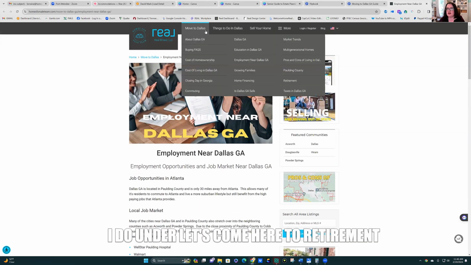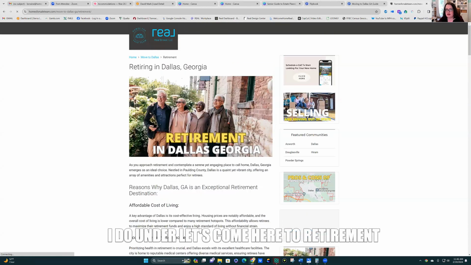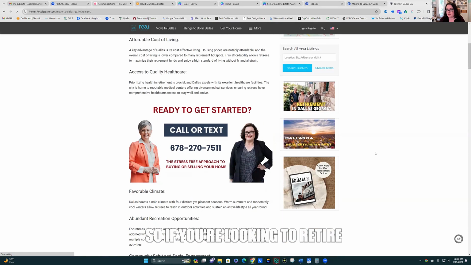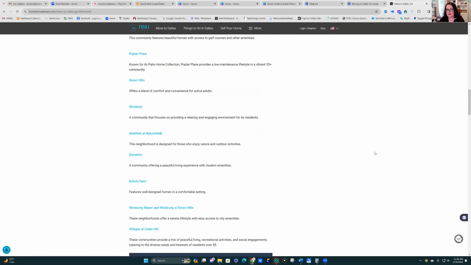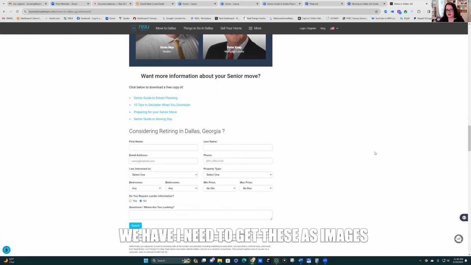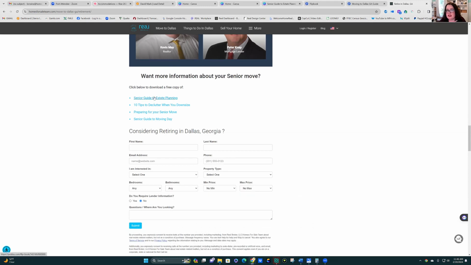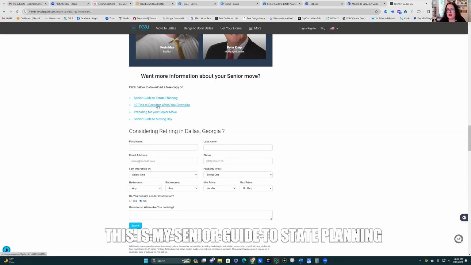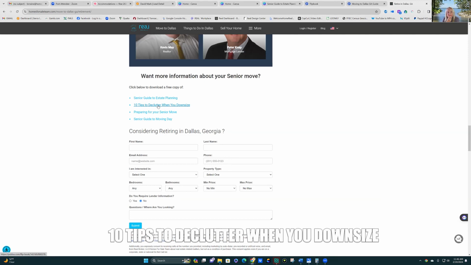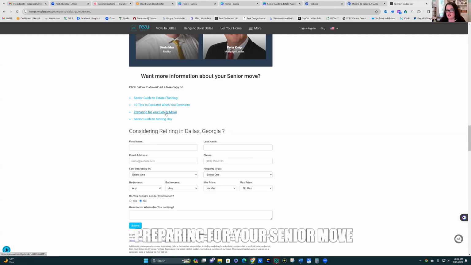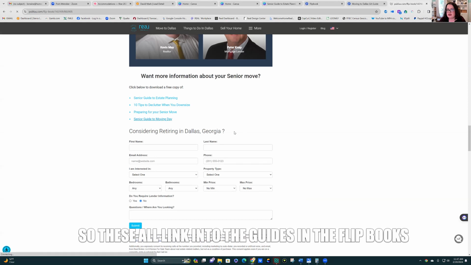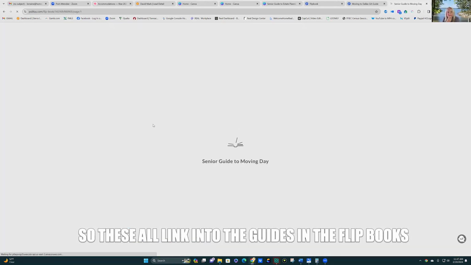I do, under, let's come here to retirement. So if you're looking to retire, we have, I need to get these as images. We just started these. This is my senior guide to estate planning, 10 tips to declutter when you downsize, preparing for your senior move, and senior guide to move-in day. So these all link into the guides in the flip books.